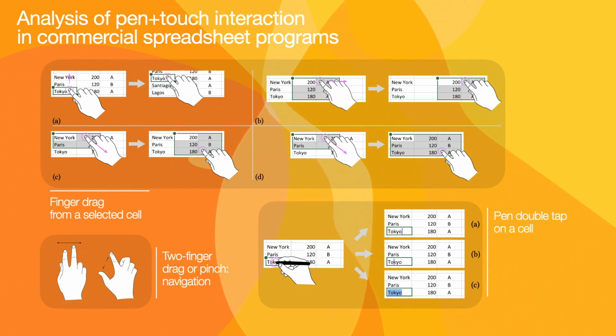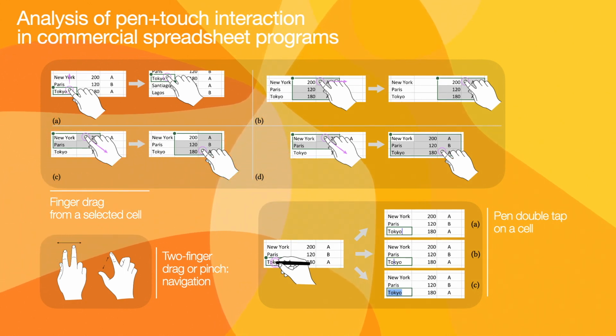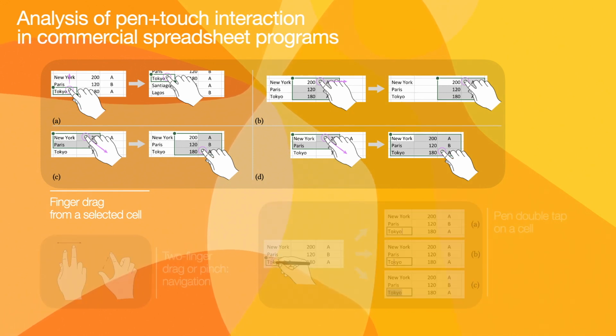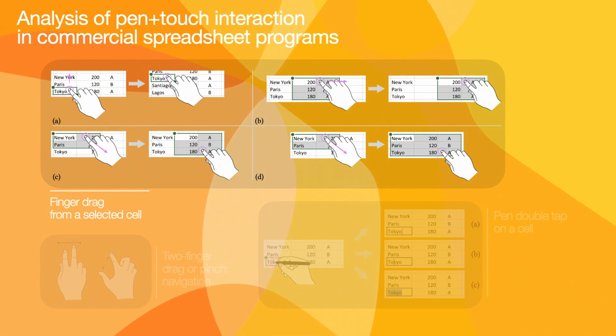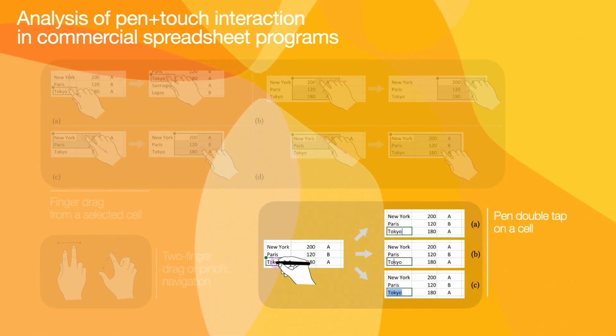We also observed a lack of consistency between configurations, revealing little agreement among interface designers. For instance, moving the finger will sometimes move the workspace, sometimes move the selection, sometimes initiate a new selection, and sometimes enlarge the selection. A double tap with the pen will sometimes place a cursor at the end of a value, sometimes in the middle of it, and sometimes select the whole value.